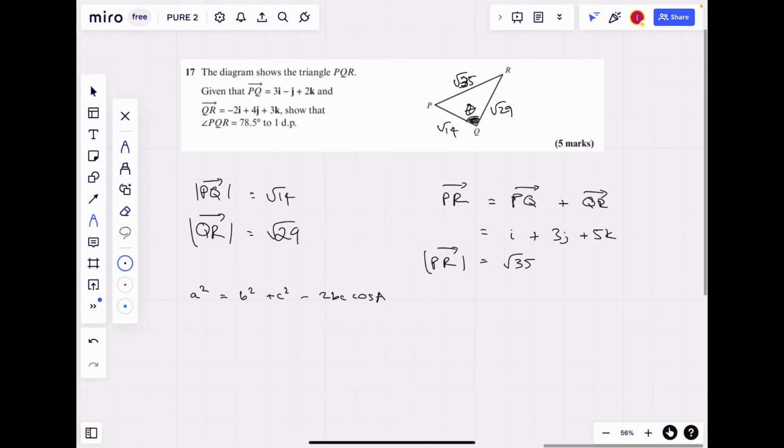So root 35 squared is 35. Root 14 squared is 14. Root 29 squared is 29. Minus 2 times root 14 times root 29 cos theta. And then it's just a matter of solving that. So after solving that, after doing cos minus 1, you should have 78.5 degrees. And that is your answer. There you go. That is how you work with 3D vectors.